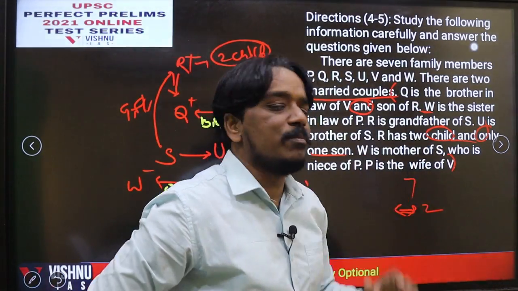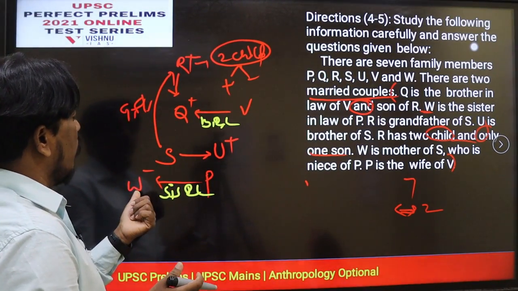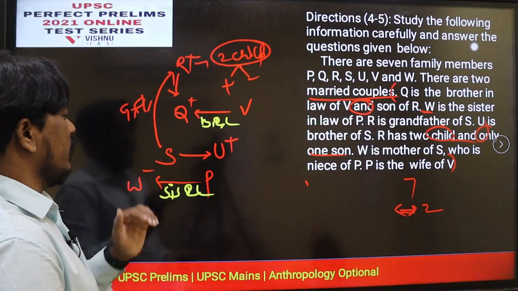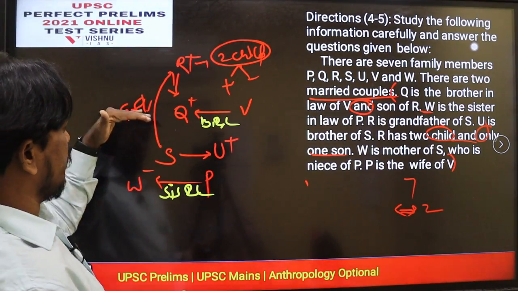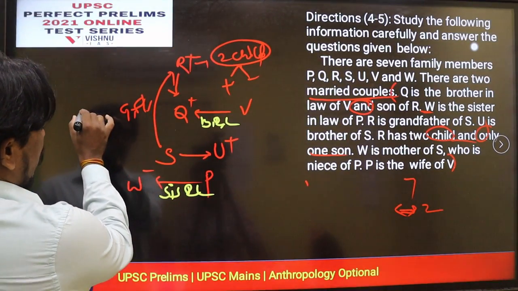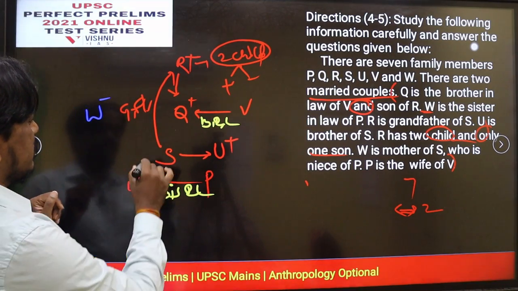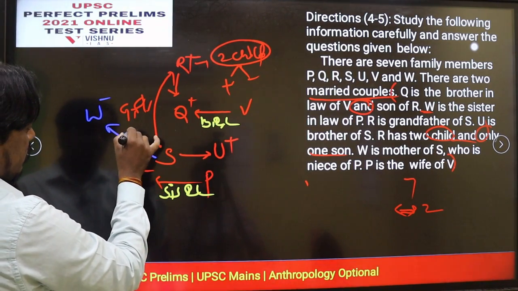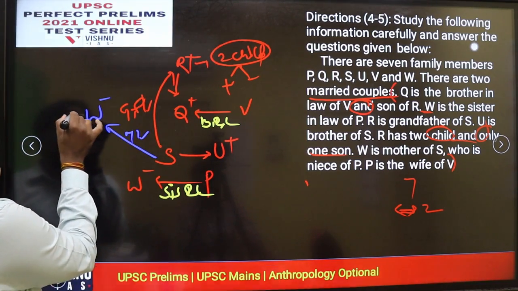Then W is mother of S. Here who is mother? W is a mother of S. W should be in the above generation. Same data I am taking here. W is mother of S, actually yes, you can take this. But already we know that W is a sister-in-law of P.